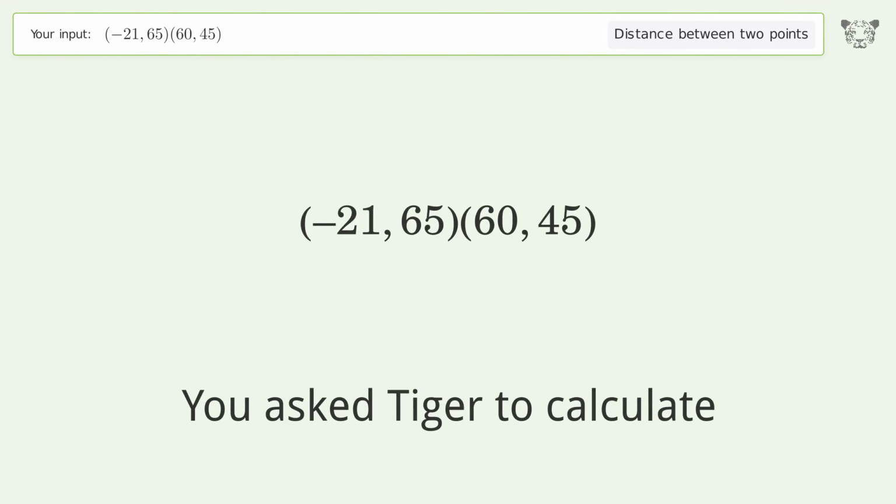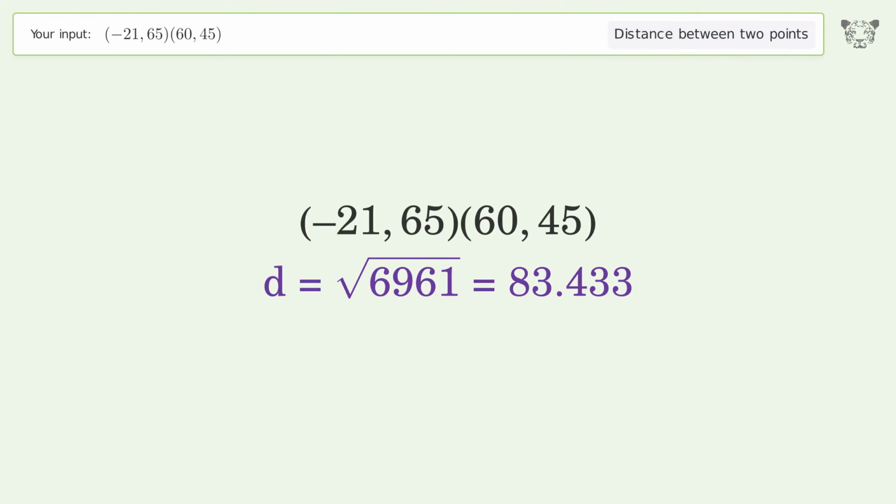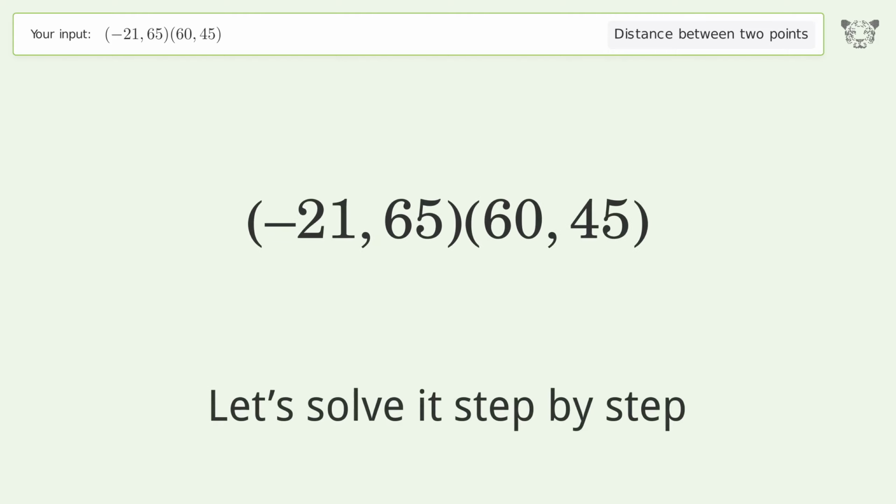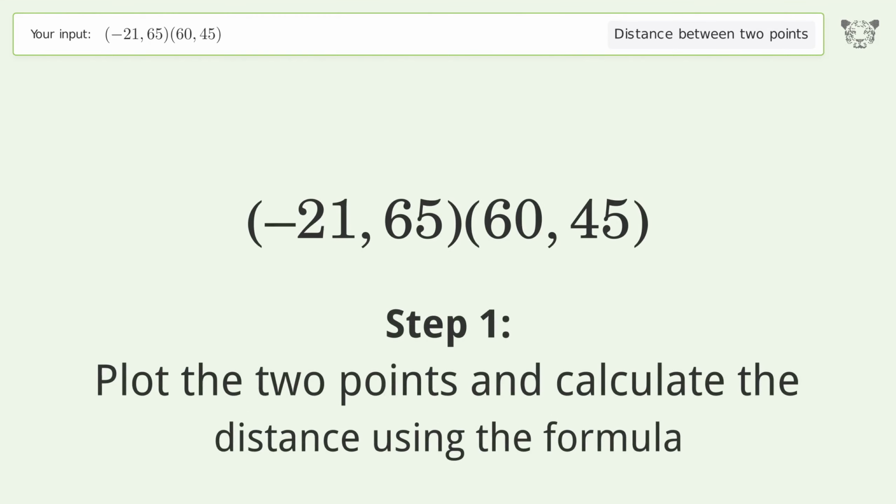You ask Tiger to calculate. This deals with the distance between 2 points. The distance between the 2 points is the square root of 6,961, or 83.433. Let's solve it step by step. Plot the 2 points and calculate the distance using the formula.